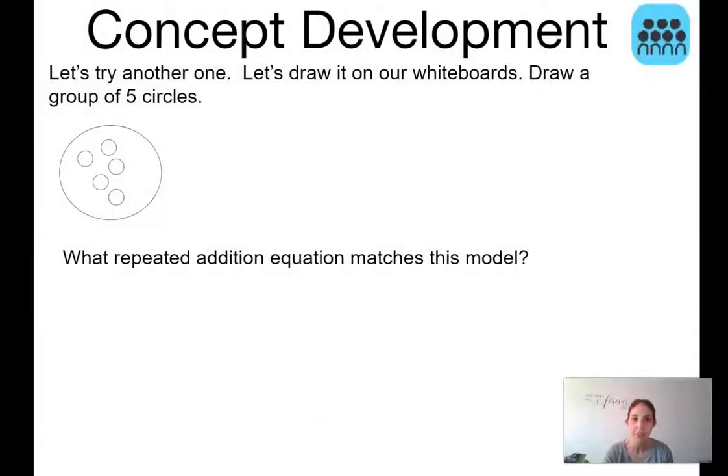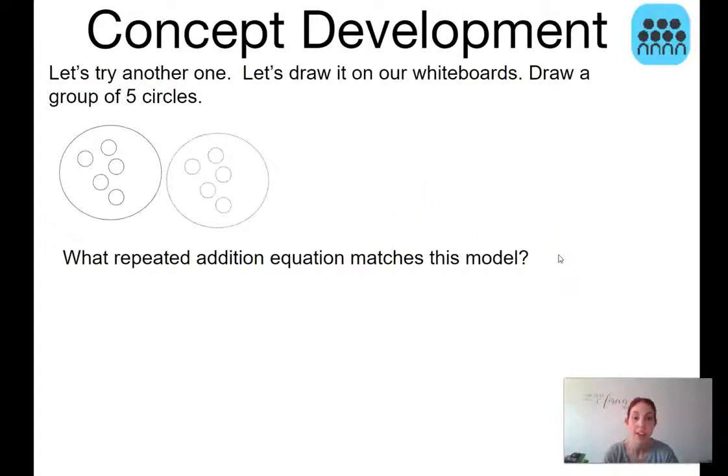Let's look at another one. If you want to follow along, you can get a piece of paper and a pencil, or you can use a whiteboard and markers. I want you to draw a group of 5 circles. And then I like to put a circle around my group so I make sure I don't get confused about which circles are in which groups.